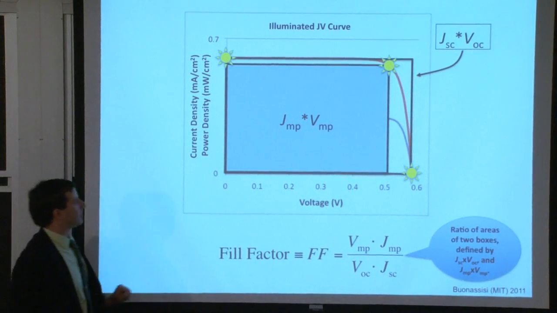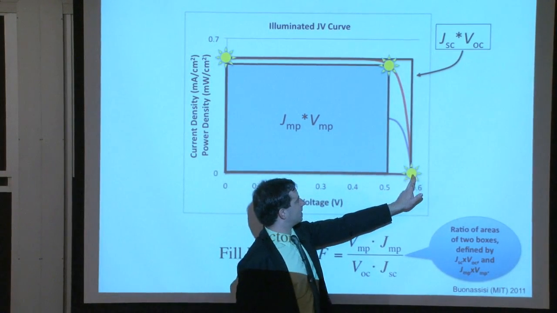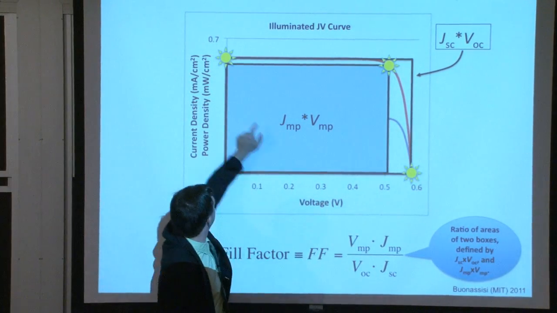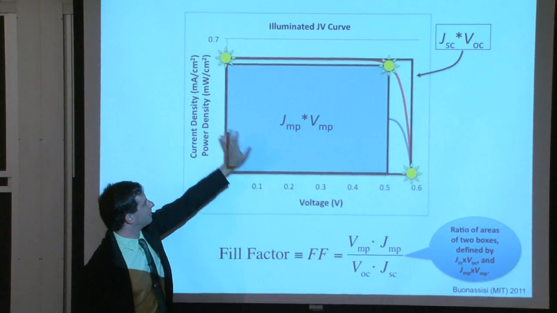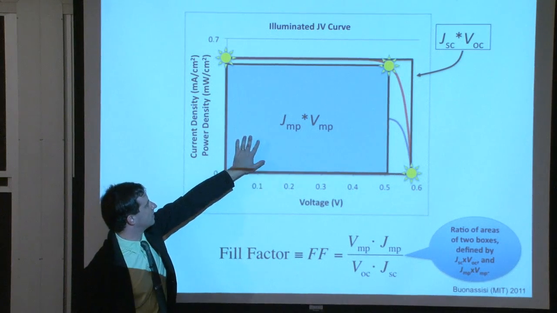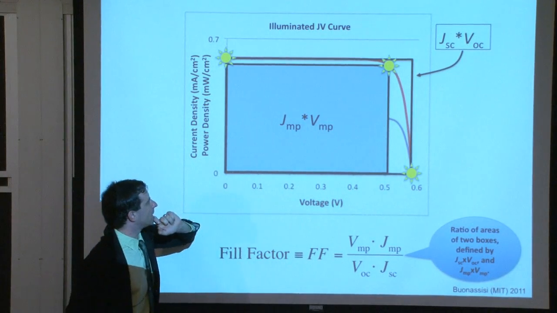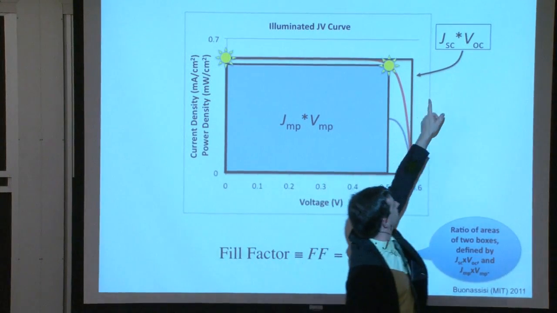Okay? And notice I have another box around here. I have this clear box that starts at the VOC point and the Jsc point. And now I have two rectilinear shapes, this blue one and the clear one right here, the bigger one. The bigger one has an area of Jsc times VOC.